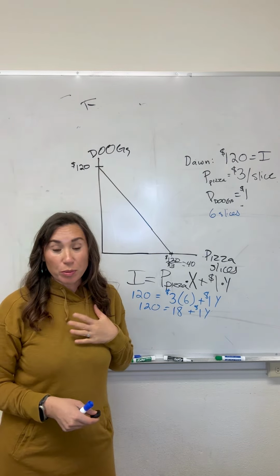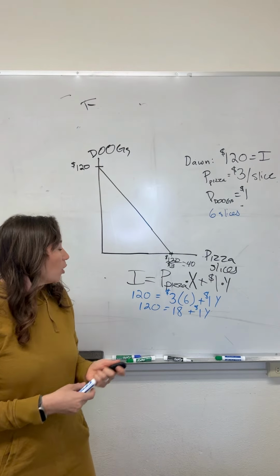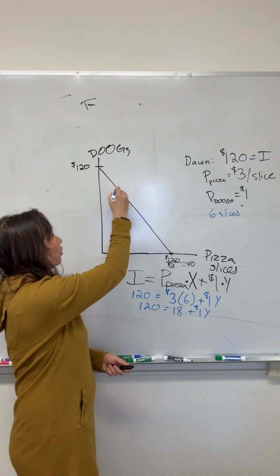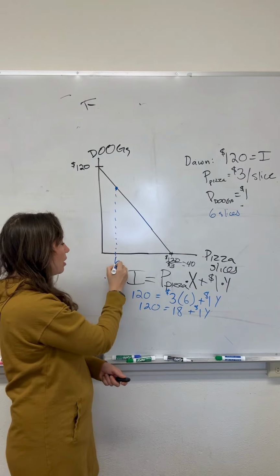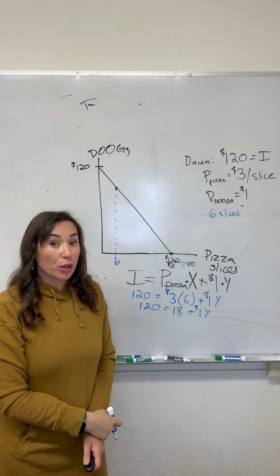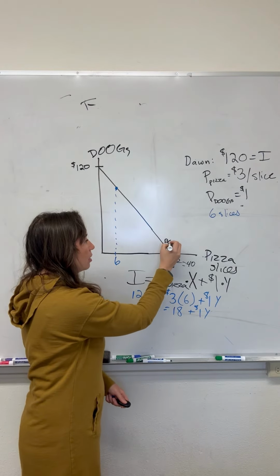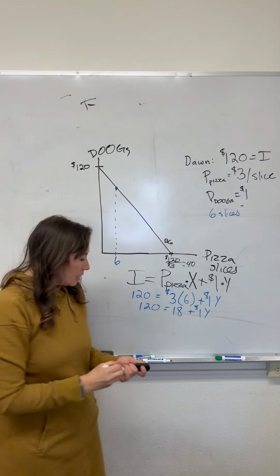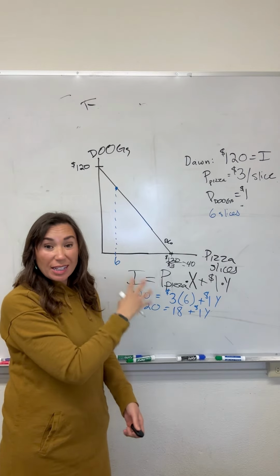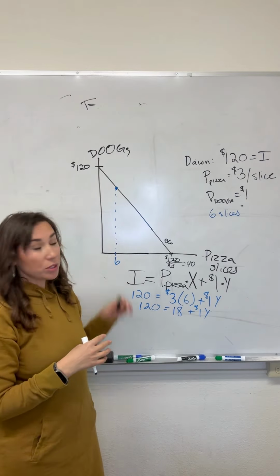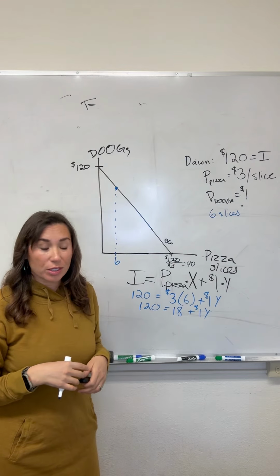if we observe Dawn consuming 6 slices of pizza, what this says is that she's obviously able to afford 6 slices of pizza. It's on her initial budget constraint. Maybe I'll call that BC naught. And the question is, how much does that leave her for all her other consumption that she needs? So Dukes, again, is that composite of all of her consumption.